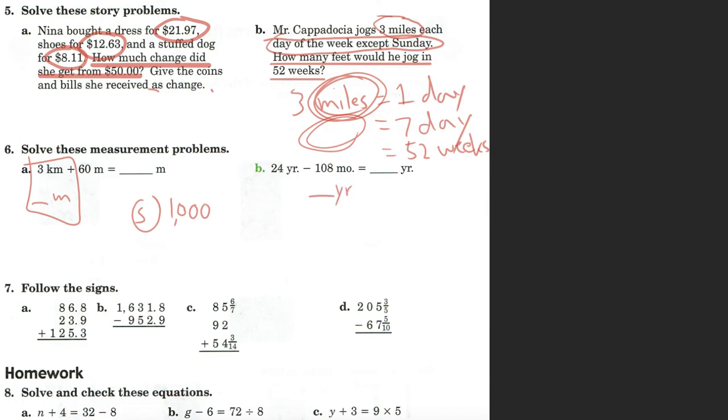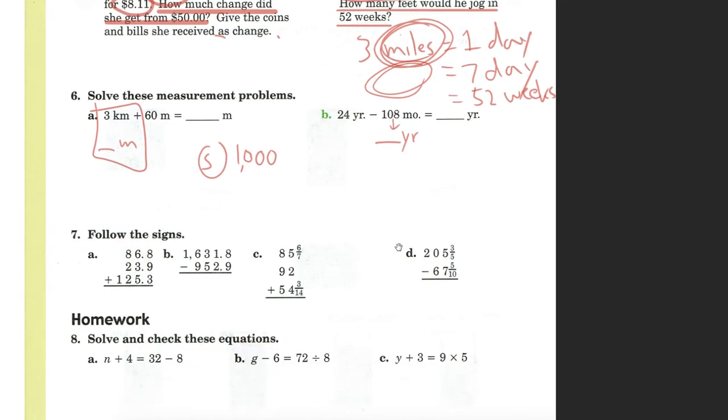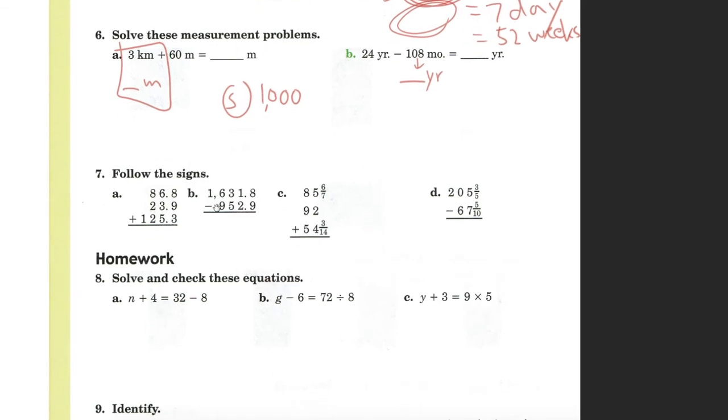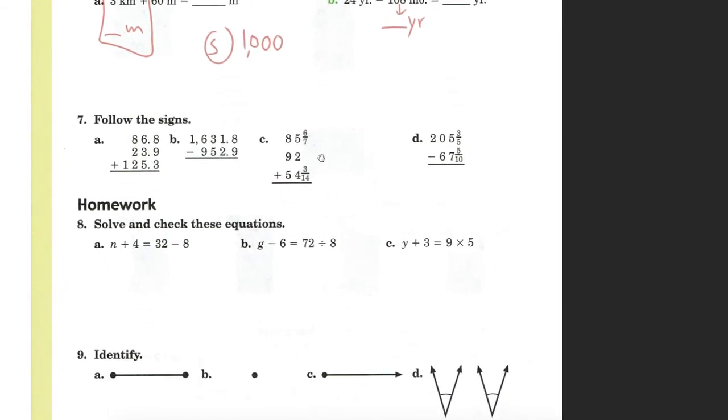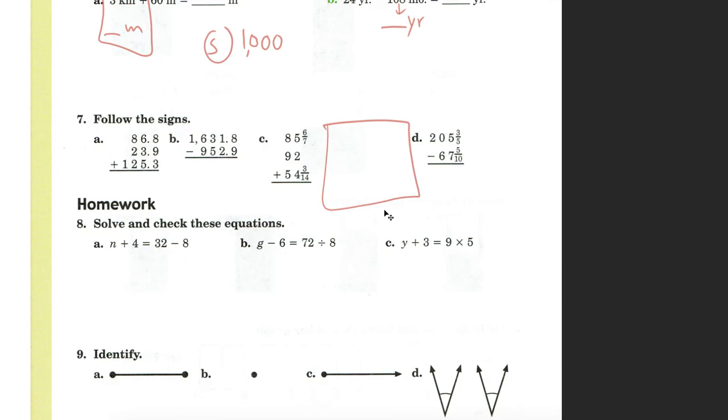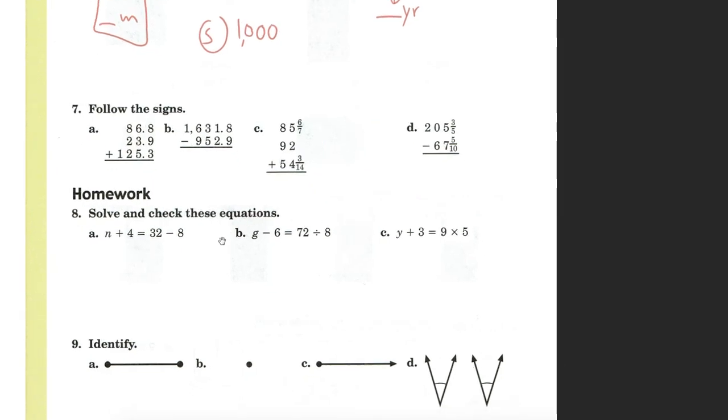Okay. B. 24 years minus 108 months equals how many years? Yeah, figure it out first. 108 months is how many years? Hopefully you know how many months are in a year. Follow the signs. Pretty straightforward. How come this big gap here? Huh?